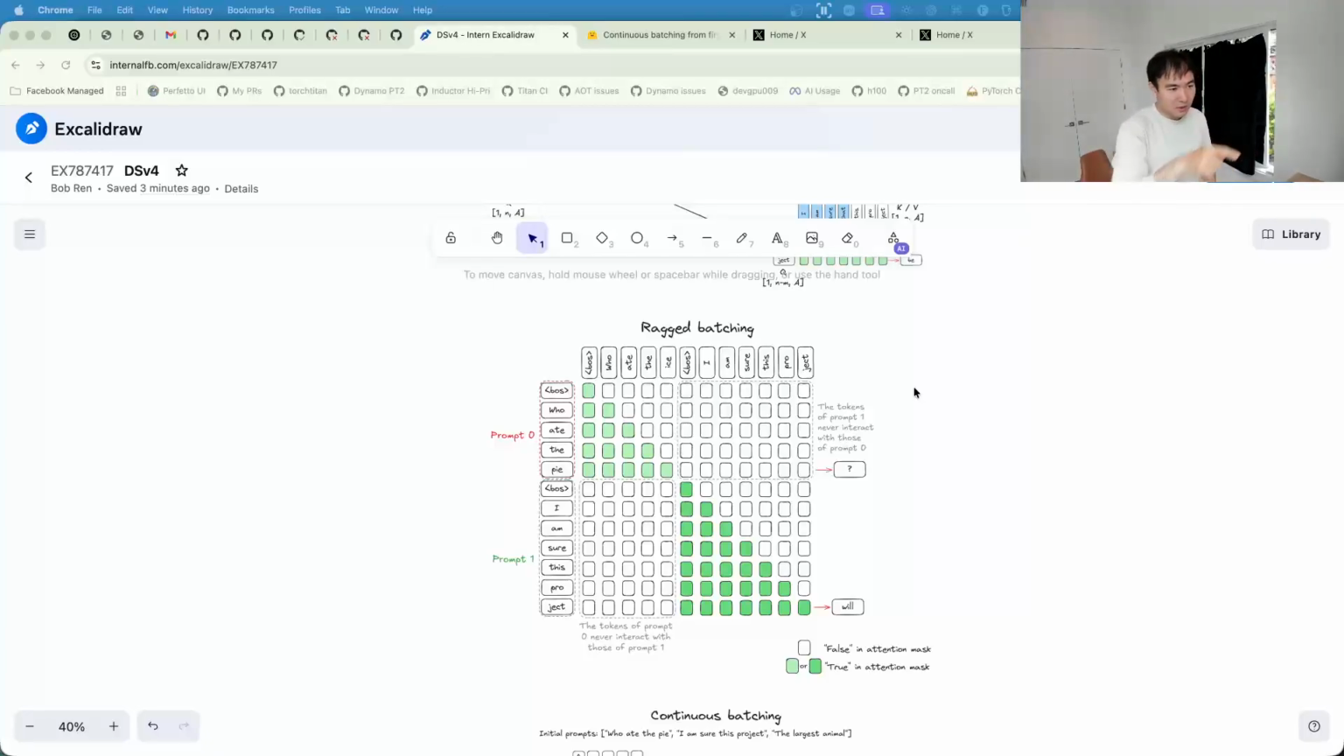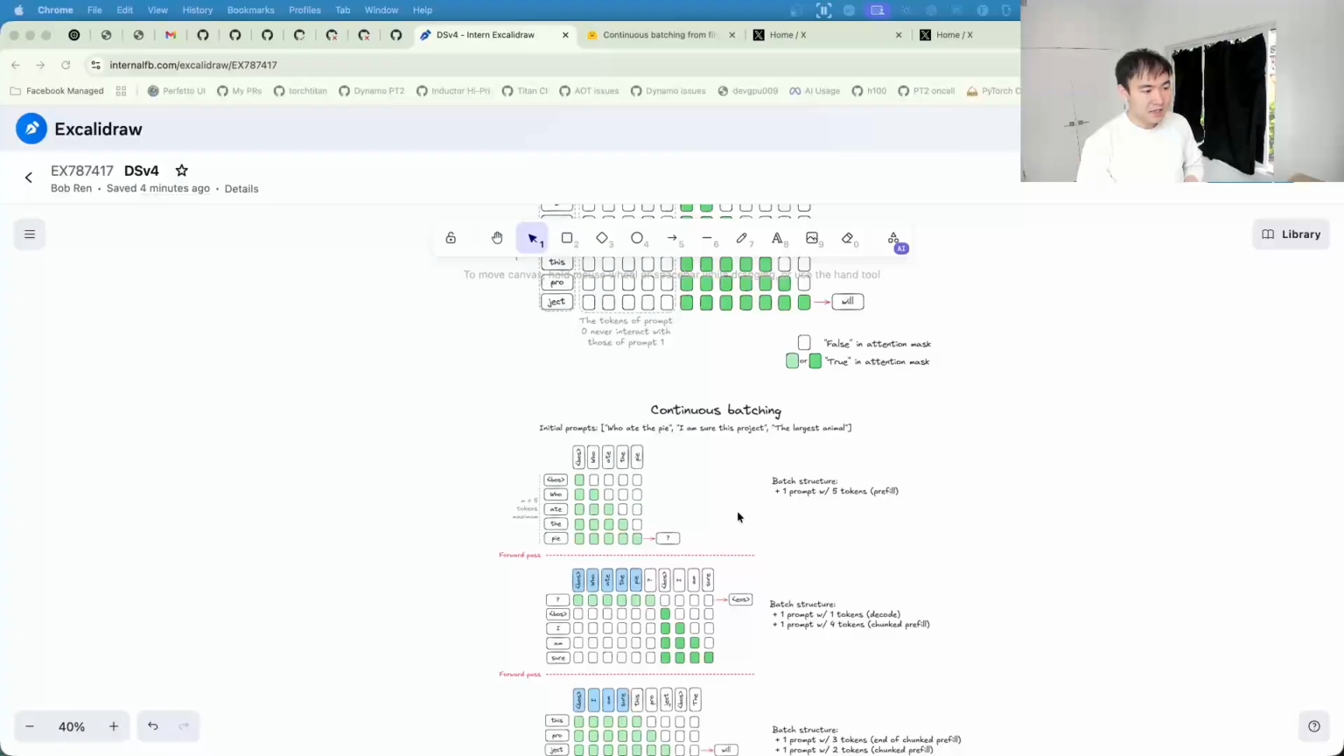The basic idea here is that you can concatenate all of your prompts together. In the same way that we do causal masking in vanilla attention, you can do this document or prompt masking, where you have this huge matrix, but you mask out large portions of it so that your prompt only attends to the tokens in your prompt, and their prompt only attends to tokens in their prompt.